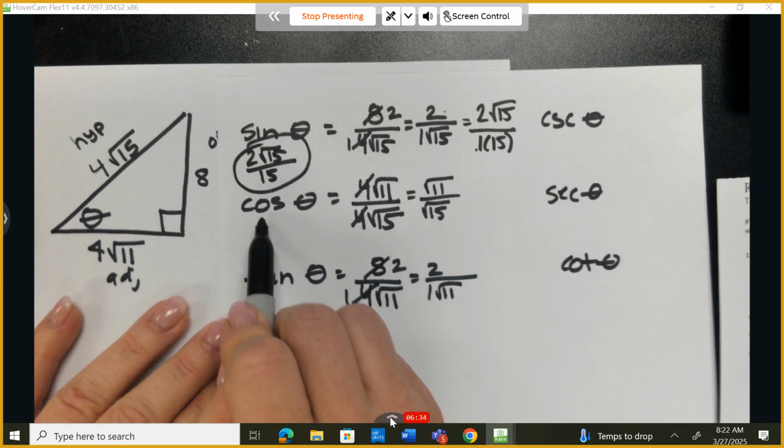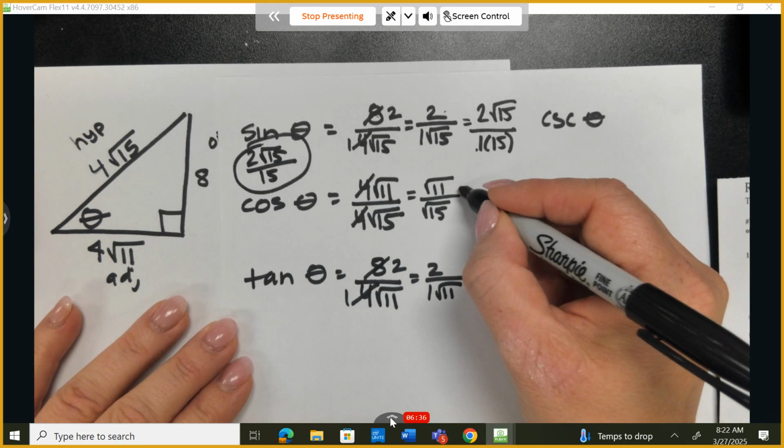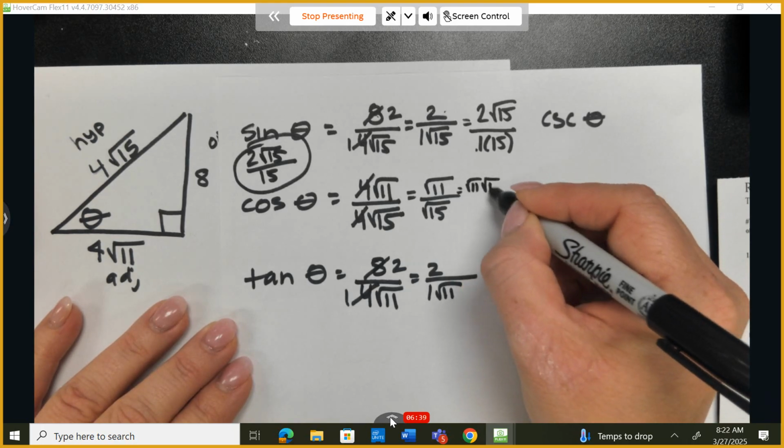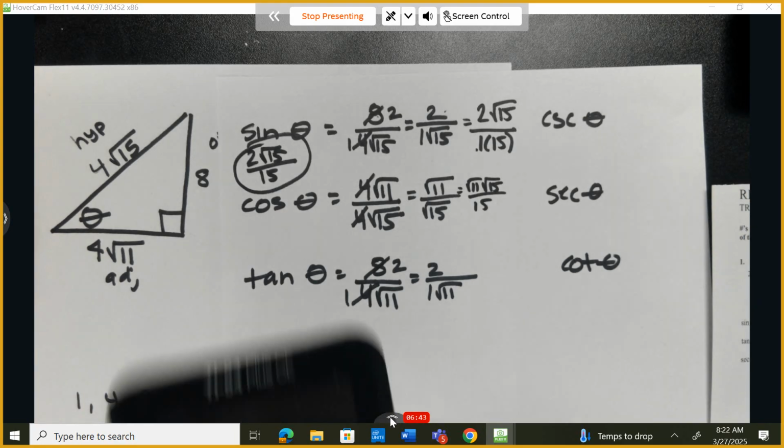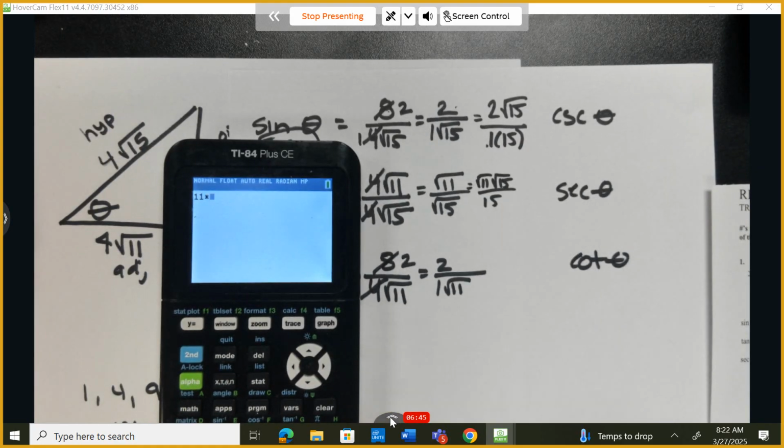Okay, next up, let's do cosine. I'm going to throw this up top. So square root of 11 times the square root of 15, and then I rewrite it on the bottom with no square root. Okay, grab your calculator, please. We need to take 11 times 15. 11 times 15 is 156.